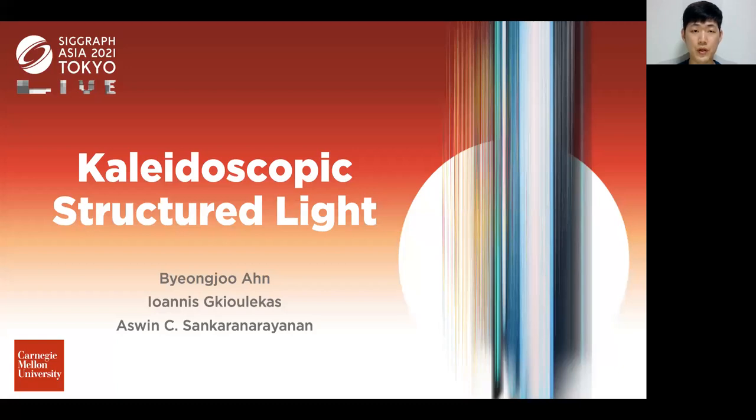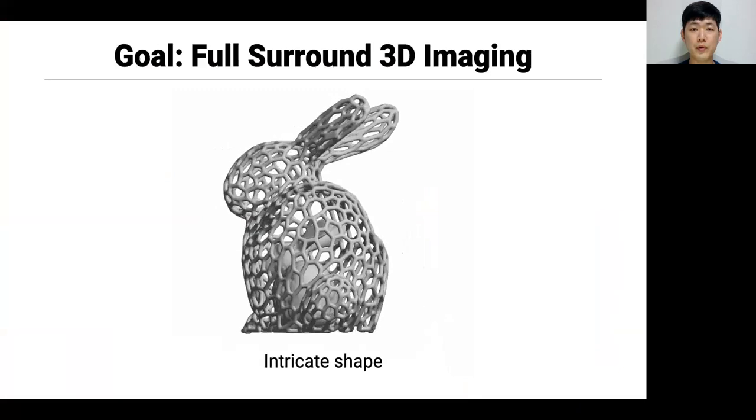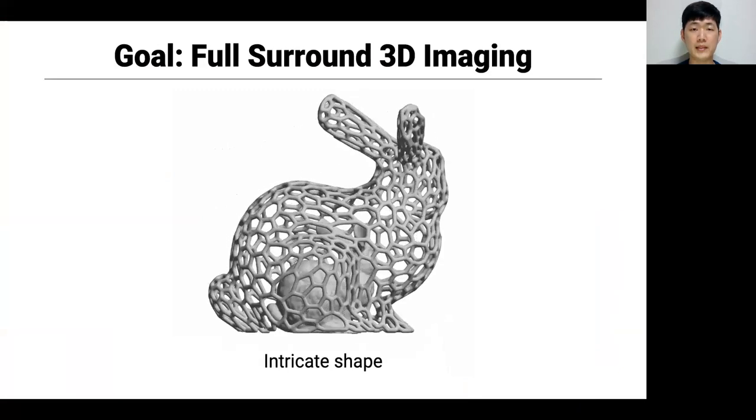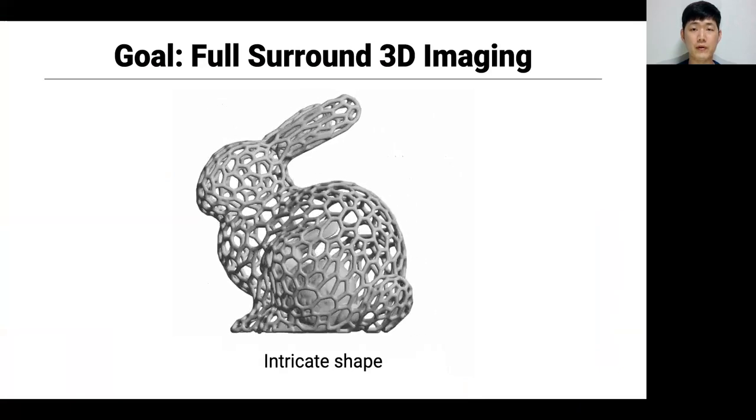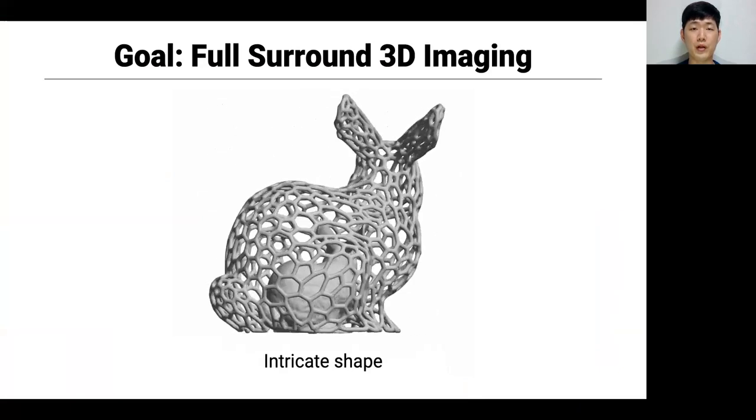Hi, I'm Byeongjoo. This paper describes a technique for producing a full surround or 360-degree 3D scan of an object using a structural light system and a kaleidoscope. Scanning the shape of the entire object in all its complexity is critical for many 3D applications, such as 3D printing, virtual reality, and augmented reality.